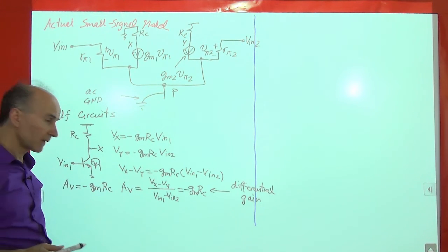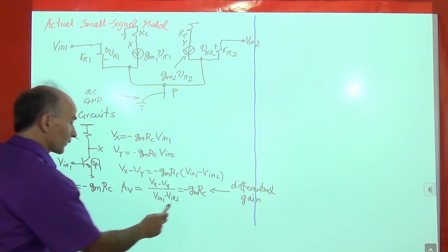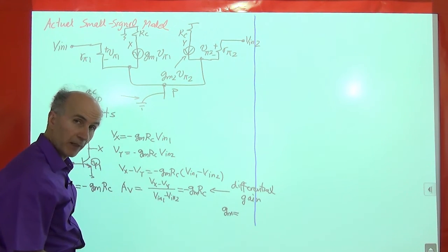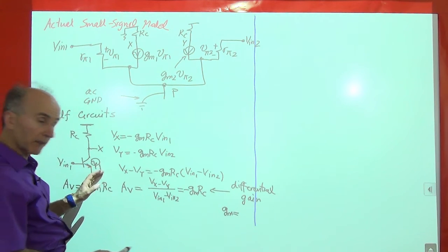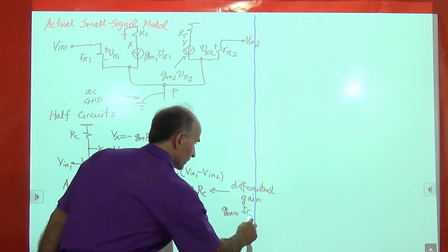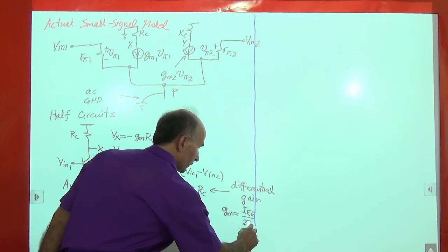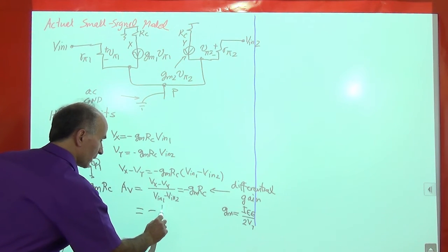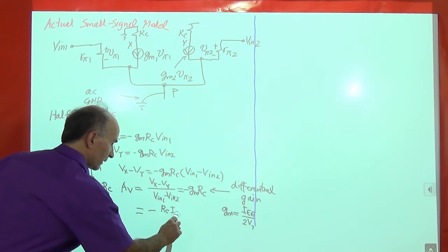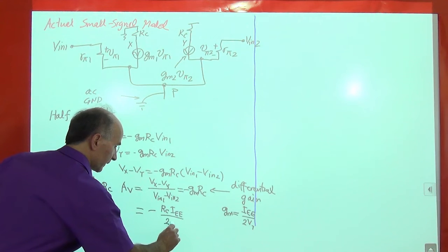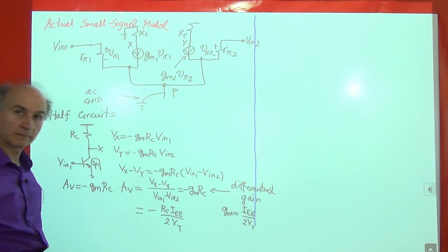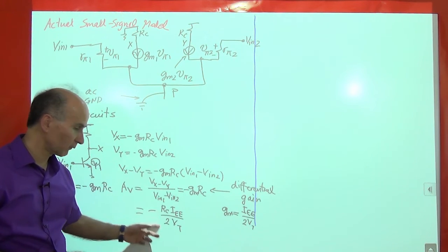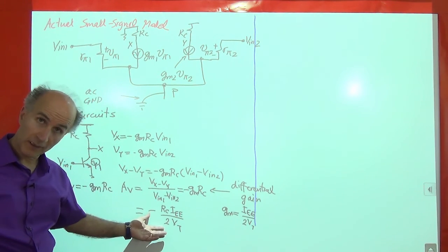And just to get things straight, let's also remember that Gm for each of these transistors is equal to its bias current, which is half of the tail current, right? So IEE over 2 and then over VT. So if I plug that in here, it comes out to be minus RC IEE over 2VT. Right? So IEE is just a constant value. RC is constant, VT is constant. That's the voltage gain of the circuit. And we derived this a number of times in the past, right?